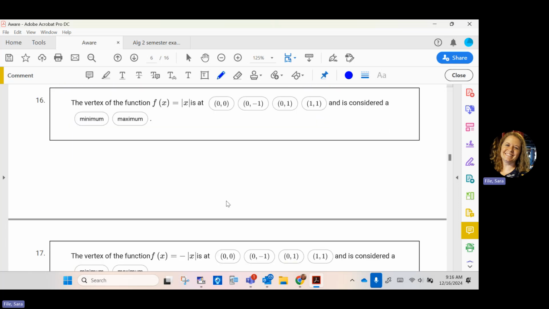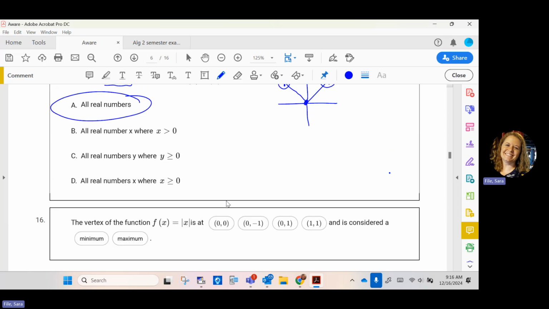All right, number 16 asks what the vertex is. So that's that same graph. The absolute value function, the parent function, this one that I just reminded you of the graph of. Where is that vertex that I just plotted right here? What is that location? Which of these 4 points is that vertex? I'll take it. 0, 0. The vertex is at 0, 0.